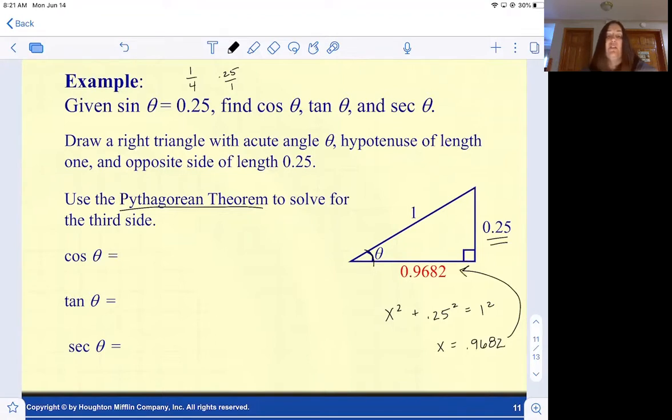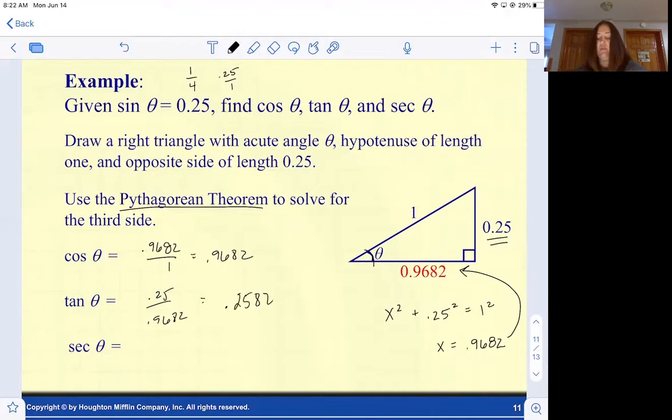So now we need to find the other trig functions. So it's asking us to find cosine, tangent, and secant. Once we know all 3 sides, we can do that. So the cosine would be 0.9682 over 1, or just 0.9682. Tangent would be 0.25 over 0.9682, and I would go ahead and divide those out. The only time I wouldn't is if they were asking for an exact solution, which this would not be exact because we did round that 0.9682. So that gives me, and I'm going to go 4 decimal places, 0.2582.